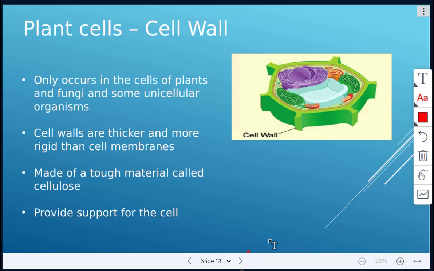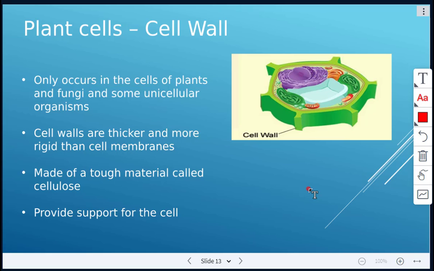So let's talk about the cell wall first. So again, only plant cells will have a cell wall, or some fungi will have cell walls, and some unicellular organisms. All right, so keep that in mind. That's one big difference between plant cells and animal cells. So this cell wall is much thicker and more rigid than the cell membrane. It's made of a tough material called cellulose, and it's there as a support structure for the cell.